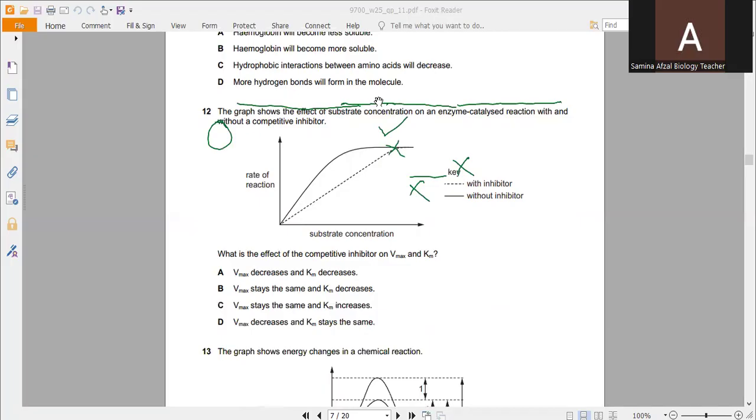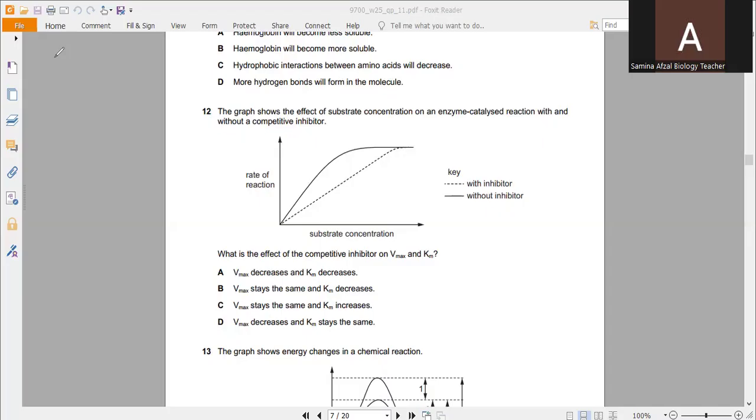Now question number 12 is there. The graph shows the effect of substrate concentration on enzyme catalyzed reactions with and without a competitive inhibitor. What is the effect of the competitive inhibitor on Vmax and the Michaelis-Menten constant? You can see the graph, the dotted line is with inhibitor and the straight line is without inhibitor.